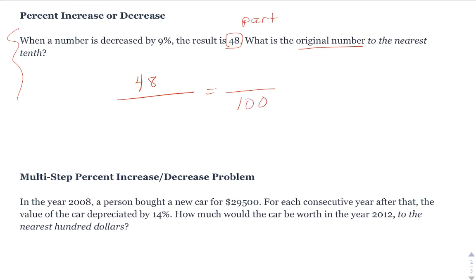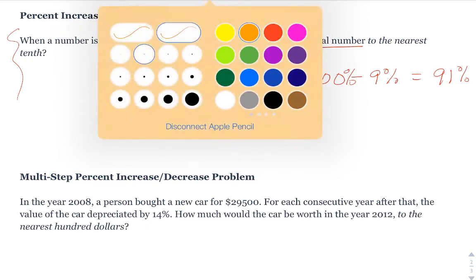So if the percentage decreased by 9%, that means what we're left with is what percent? Well, if it was originally 100% and we decreased it by 9%, that means we're left with 91% of its value. So that means we have to make this number up here not 9%, but 91. And so now we're trying to figure out what was our whole, or what was our original number. So now we're ready to go ahead and solve.